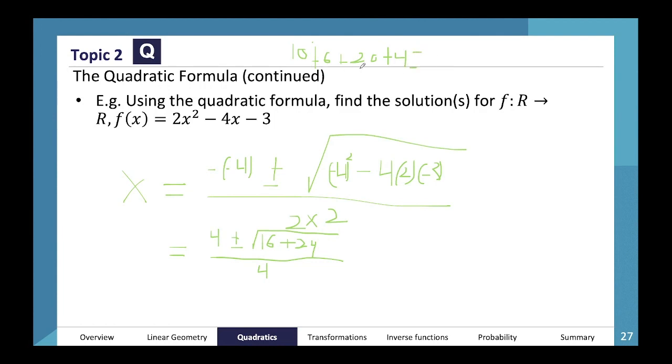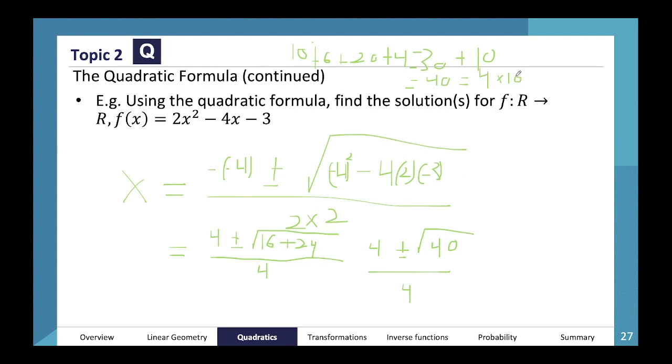So 10 plus 20 is going to give me 30. 4 plus 6 is going to give me 10. So it'll be 30 plus 10, which is going to be equal to 40. Nice. So it's going to be 4 plus or minus square root 40. Well, this square root is simplifiable, right? Because 40 is going to be equal to 4 times 10.